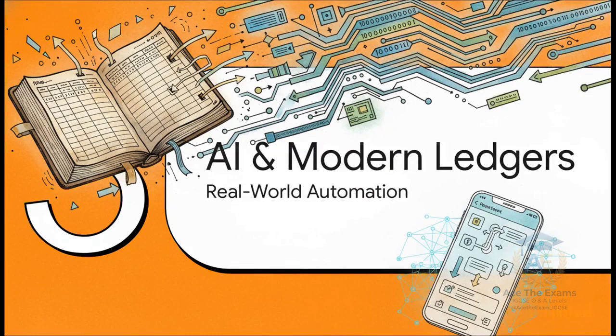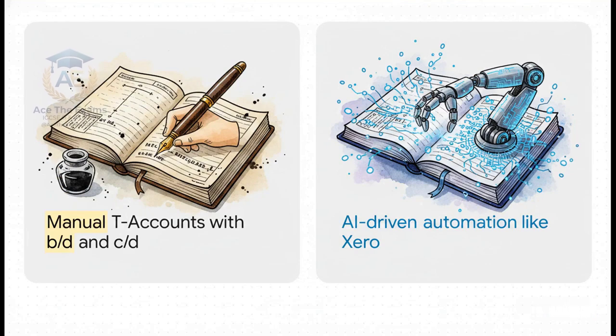Let's look at Section 3, AI and modern ledgers, zero and real-world automation. Okay, let's take a step back from the exam for a second. In the exam room, yes, you must manually execute the double-entry system. You're physically writing out those brought-down and carried-down balances.